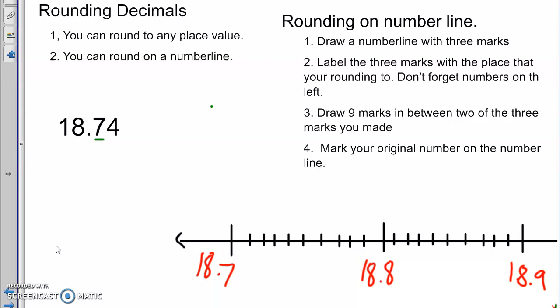So step 4 is to mark your original number on the number line. In order to do that, you got to make sure you recognize that 18 and 7/10 is also 70 hundredths. 18 and 80 hundredths, and 18 and 90 hundredths. We're looking for 74 hundredths. 18 and 74 hundredths, which would be right there.